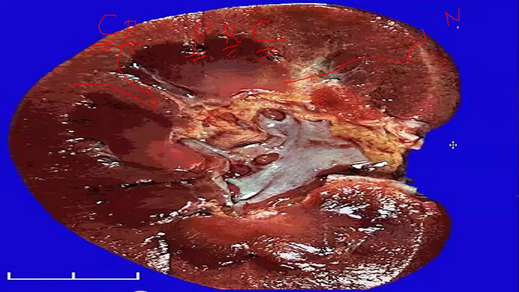That's the nephron. The nephron is composed actually of the renal corpuscle, which is composed of the glomerulus and Bowman's capsule. Then you have your tubules, which are composed of the proximal convoluted tubule, then the loop of Henle, descending and then ascending, and then the distal convoluted tubule.